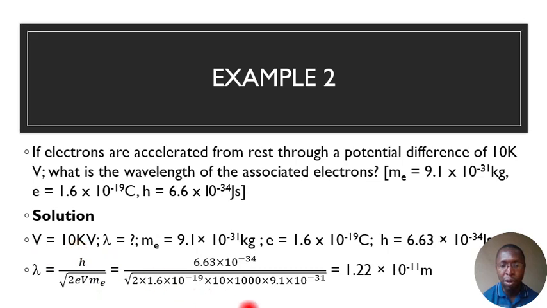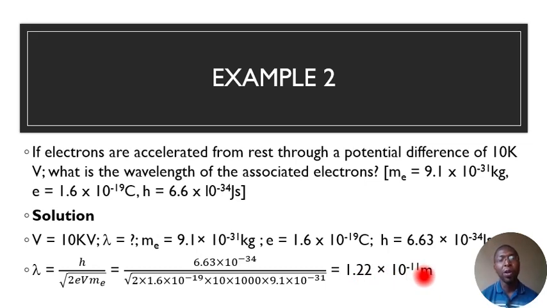So 10 kilovolt means 10 times 1,000. Then multiplied by the mass of the electron, which is 9.1 times 10 to the power minus 31 kilogram. So when we put it here and everything simplifies, we have our result to be 1.22 times 10 to the power minus 11 meters. Alright? Good.